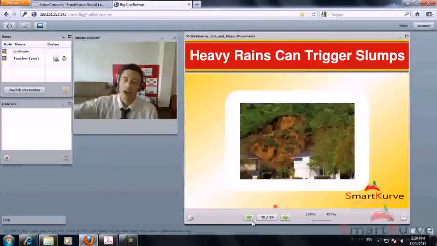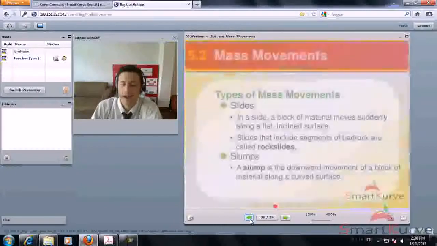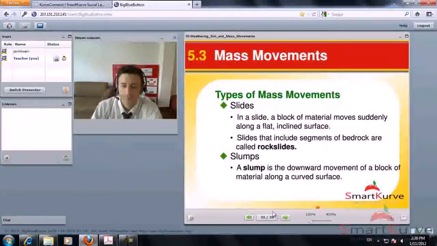There's a good picture of a mass movement on slide 36. We can see a huge amount of land, of soil and rock, and even some of the trees have moved down that hill, kind of collapsed all at once. This particular mass movement is what's called a slump, and it was caused by heavy rains. Let's go back to slide 35.